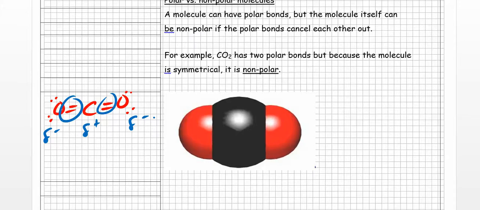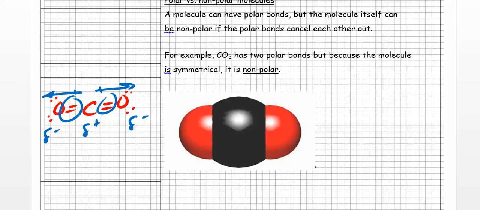So what have I got here? I've got two polar carbon-oxygen bonds. But what about the molecule as a whole? Well, as it turns out, the carbon-oxygen bond on this side is polar, and the carbon-oxygen bond on this side is polar, just like that. But they cancel each other out, and so the whole thing is nonpolar. So let's get that straight: you can have polar bonds in a nonpolar molecule.